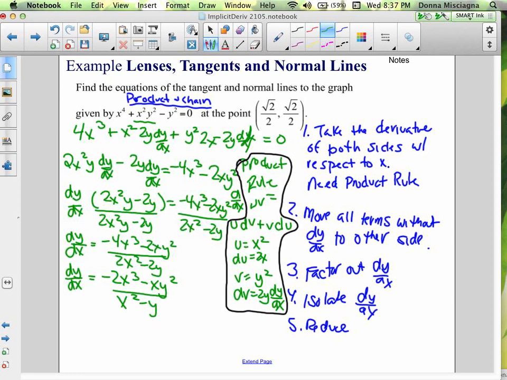And we are done. Oh, no, we're not done, because we need to find the equations of the tangent and normal lines at that particular point. So we found the derivative, and that's all we've done. Now let's do the rest. I think I saved myself some space on the next page because I have no room on this page.